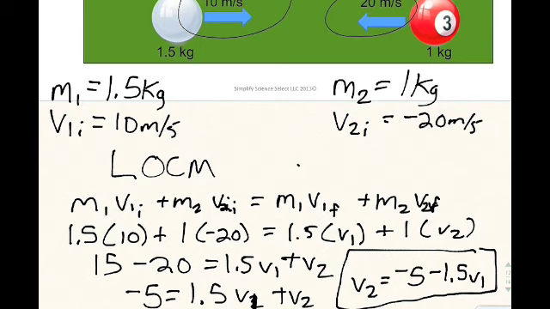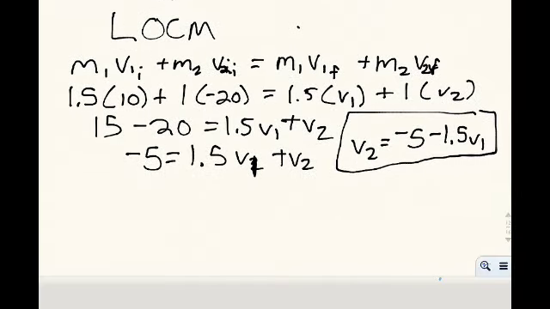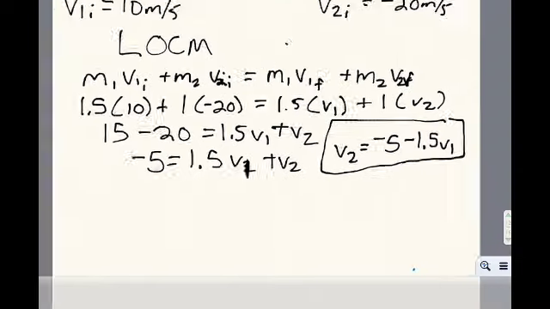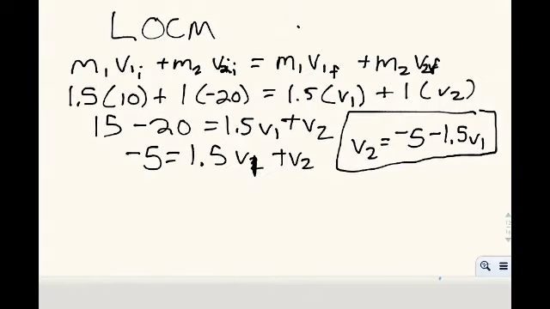So there's no way for me to be able to solve this because I just don't have enough information. So when I can't attack something with the law of conservation of momentum, my next choice is to go with the law of conservation of energy. In this particular case, since it is an elastic collision, we can say kinetic energy is conserved.